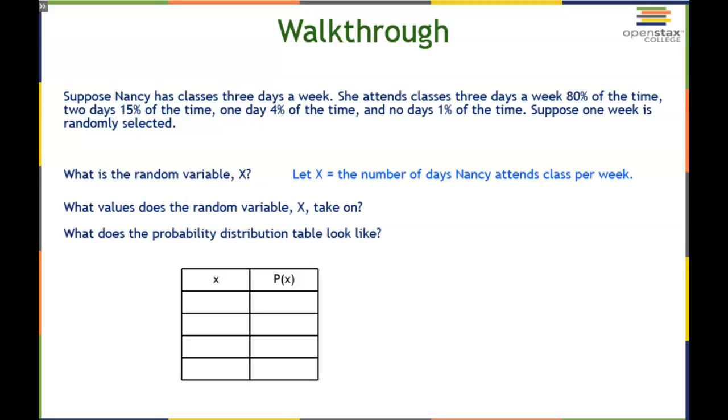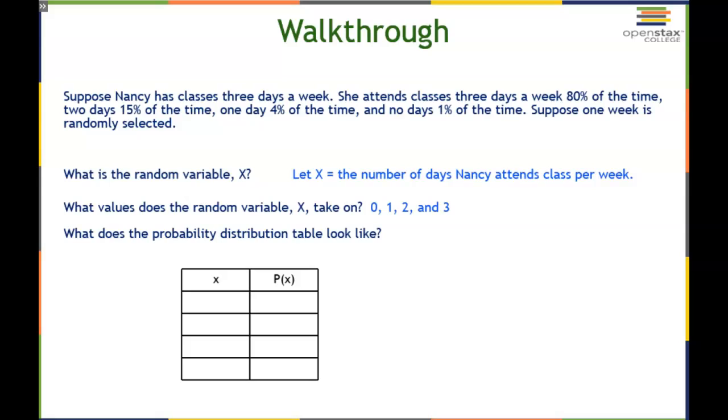Now, capital X is always going to be dealing with what are we testing, and therefore it's the number of days Nancy attends class each week. What values does the random variable X take on? Well, she can either go to class 3 days a week, 2 days a week, 1 day a week, or no days a week, so that's 0, 1, 2, 3. What does the probability distribution table look like?